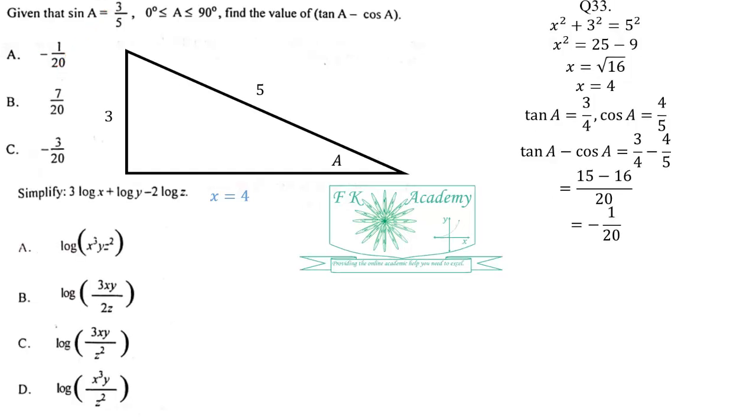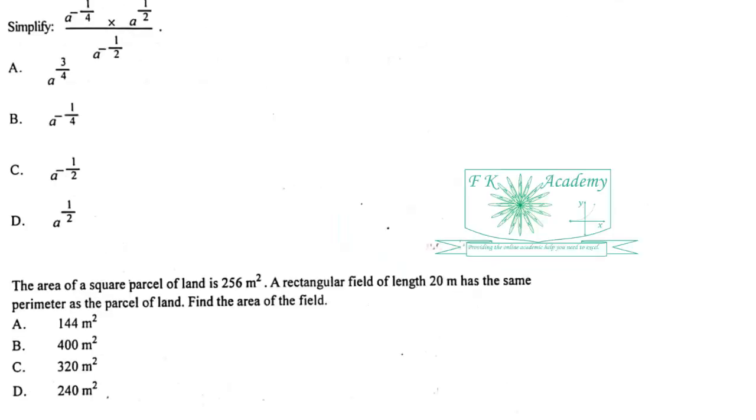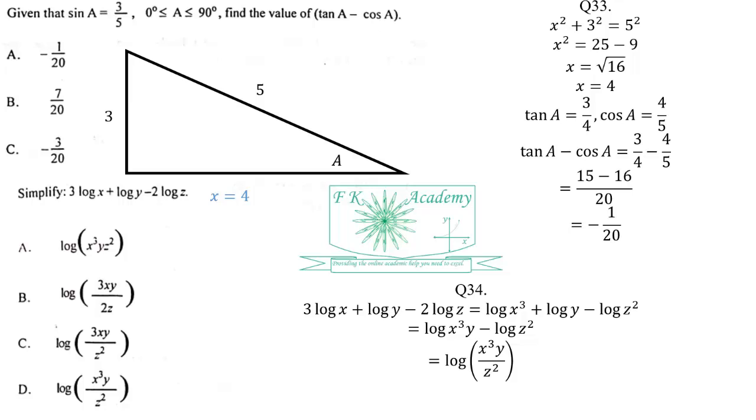Simplify 3 log x plus log y minus 2 log z. So applying the laws of logarithm, we obtain log (x cubed y over z squared).